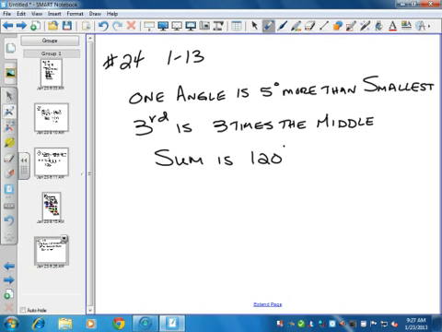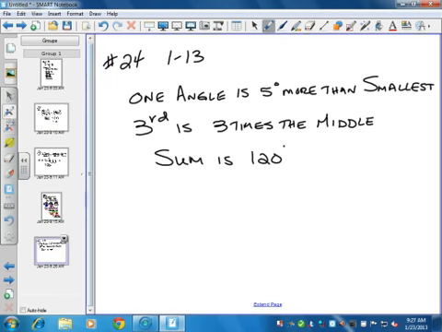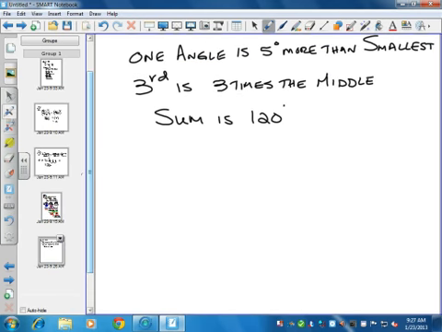Okay, so we can call the three angles whatever you want: X and Y and Z, or A and B and C, or just first, second and third. I'm just going to call them A and B and C. They're talking about the smallest angle and then a middle-sized angle. So let's start with the first sentence: one angle is 5 degrees more than the smallest. Somebody has to be the smallest. I don't care who, but I'm going to make it A since that's my first one listed.